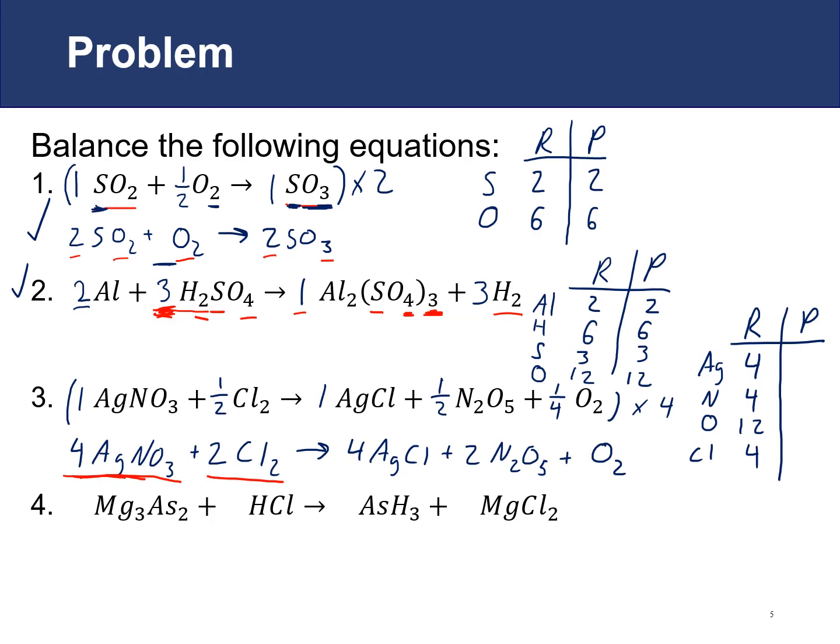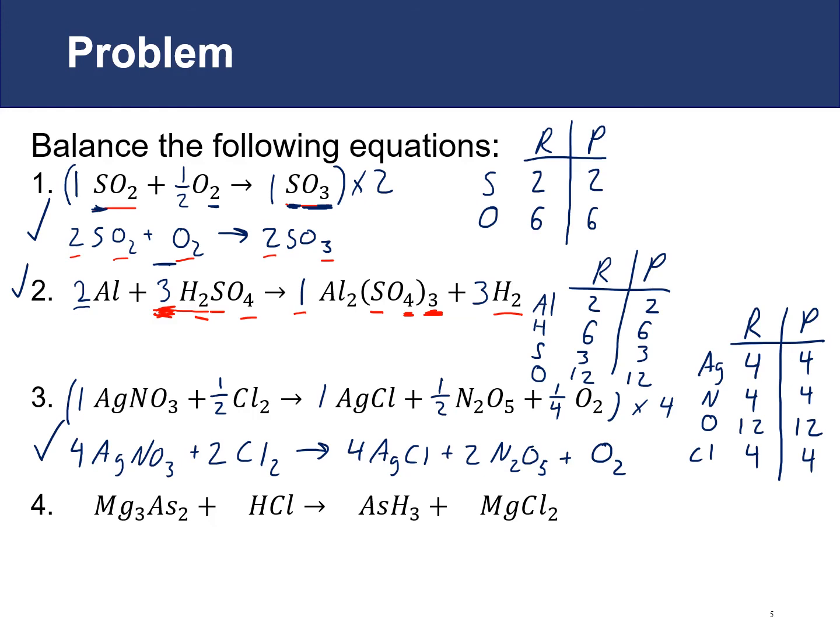Now I got to make sure that my right-hand side balances out. In terms of silver, I have 4 silver. I also have 4 chlorine. So I have 4 silver, 4 chlorine. For my nitrogen, I have 2 times 2, so that is 4 nitrogen. For the oxygen, I have 2 times 5 gives me 10, plus an additional 2 gives me 12. The numbers are all the same, so this is a valid balanced chemical equation.